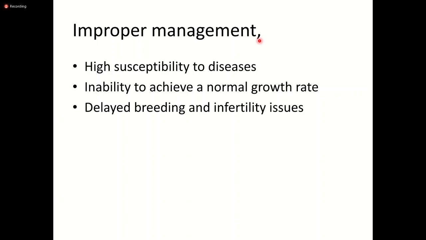In addition, as a result, what happens? The breeding practices, right? And we will be seeing some infertility issues, right? So delayed breeding, right? As I mentioned, our main target, of course, is that within 2.5 years of time we should be able to get the first calf of these young animals, right?